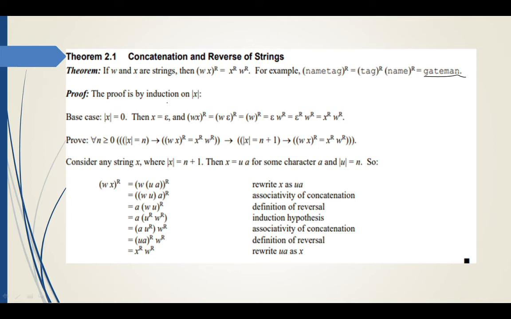Here the proof is given. The proof is by induction on x. The base case is x equal to 0, meaning x is not defining any symbols, so x equals epsilon. And (wx) raised to r: w is one string, x is another string. Since x equals epsilon means it is not defining any symbols, what you get is w raised to r only.